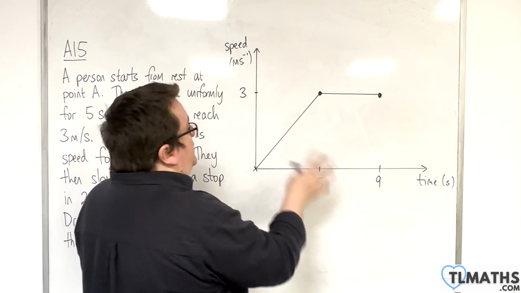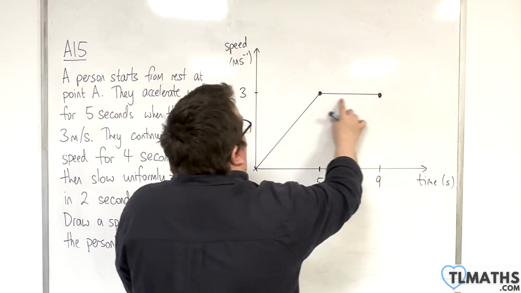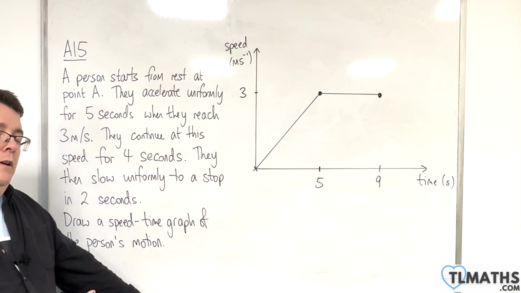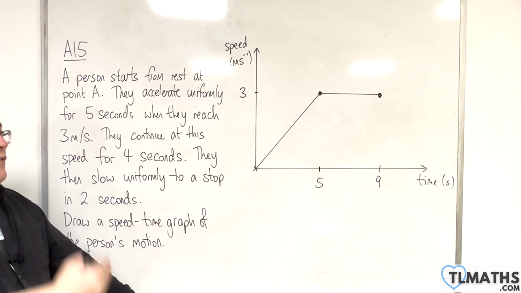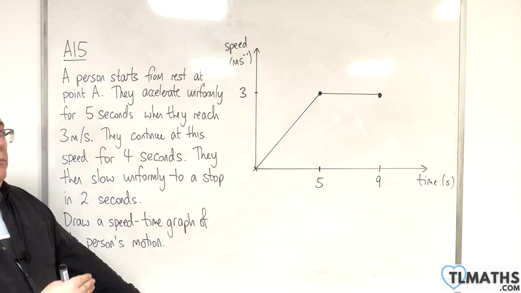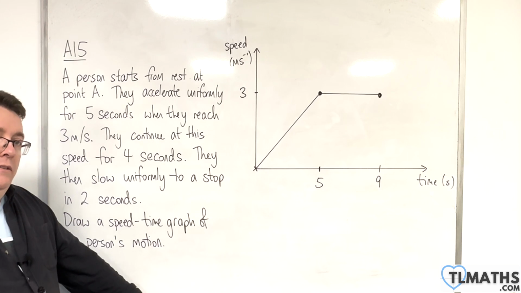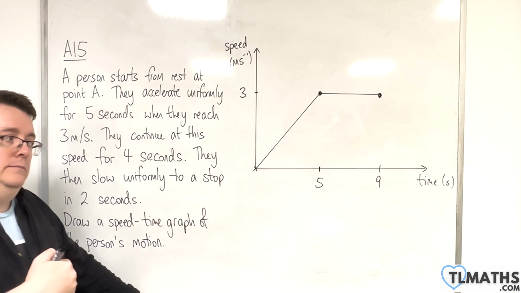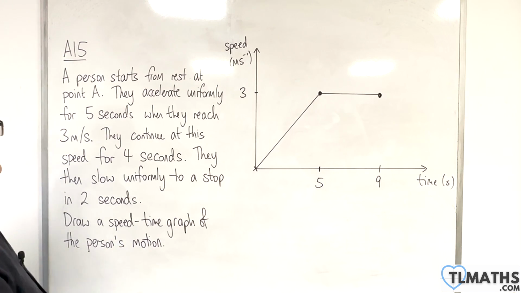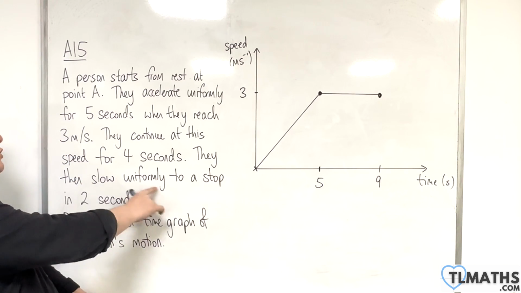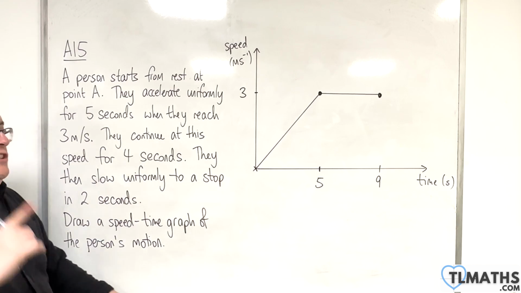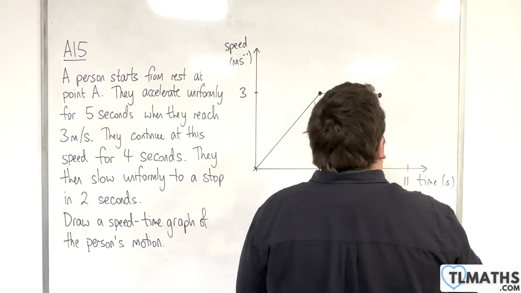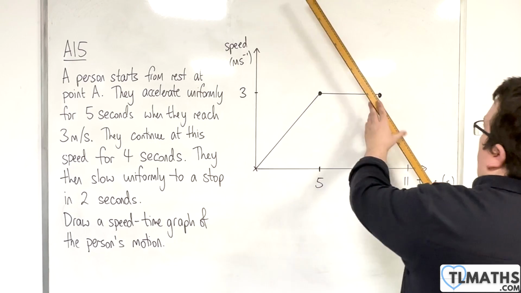Here, for a speed time or velocity time graph, that horizontal line is telling me that my speed is constant. So the person is travelling at 3 meters per second for those 4 seconds. It's just that they're not getting any faster or slower. Okay? Then they slow uniformly to a stop in 2 seconds. So in 2 seconds we're going to be at 11, and they're slowing to a stop.